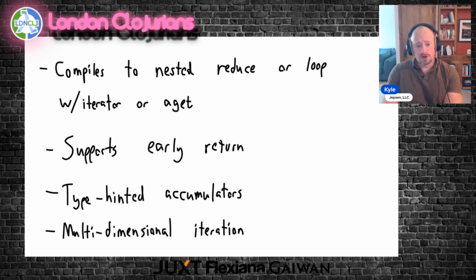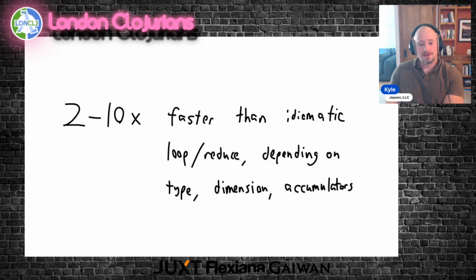It supports early return using either reduced or loop termination. I get type hinted accumulators, and I can do multi-dimensional iteration, which is kind of a pain with plain old reduce. And all of this is anywhere from 2 to 10 times faster than the idiomatic equivalents in loop or reduce, depending on the type of variables you're working with, the dimensionality of the reduction, and the accumulators you have.